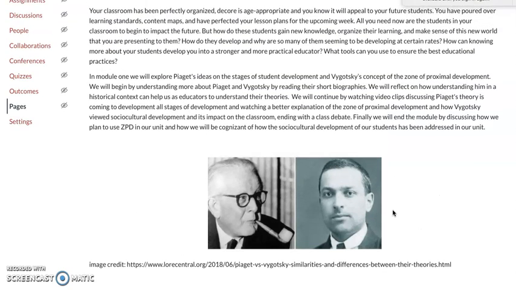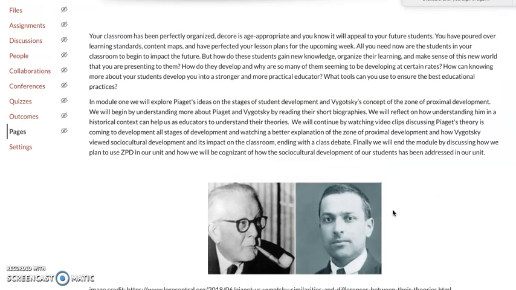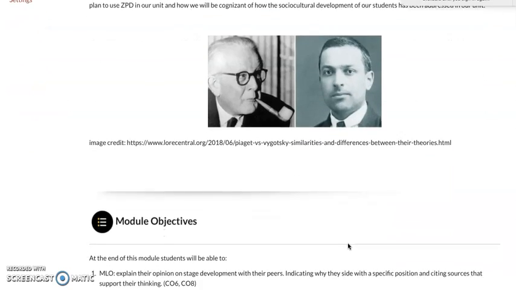But this week we are really going to be diving into Piaget's ideas. This is Piaget right here. His ideas of the stages of student development and how they progress, and then Vygotsky right here, his zone of proximal development and how that applies to us as strong educators in the classroom.